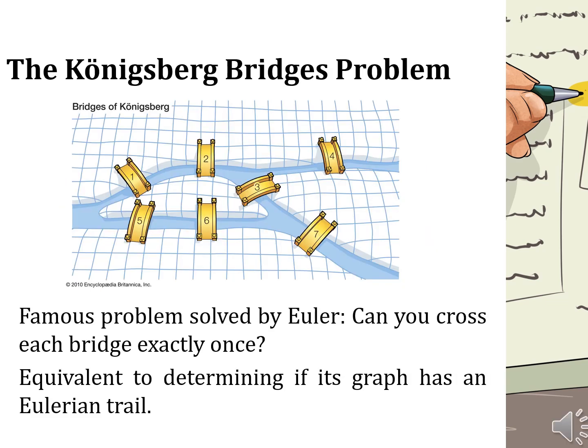This problem comes from the old city of Königsberg, which had 7 bridges connecting different land areas. The question was simple. Is it possible to walk through the city and cross each bridge exactly once? Euler solved this by transforming the land areas into vertices and the bridges into edges. The problem turned into checking whether the corresponding graph contains an Eulerian trail, meaning a path that uses every edge exactly once.